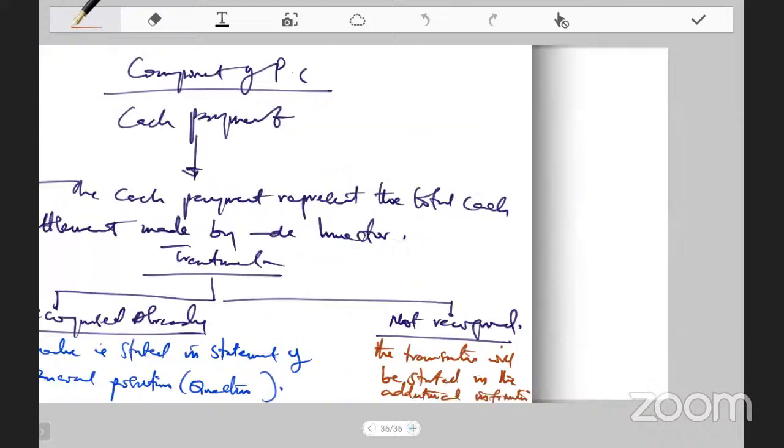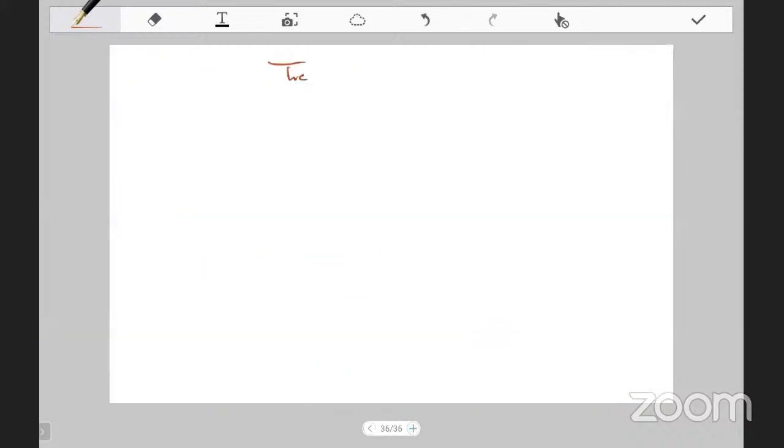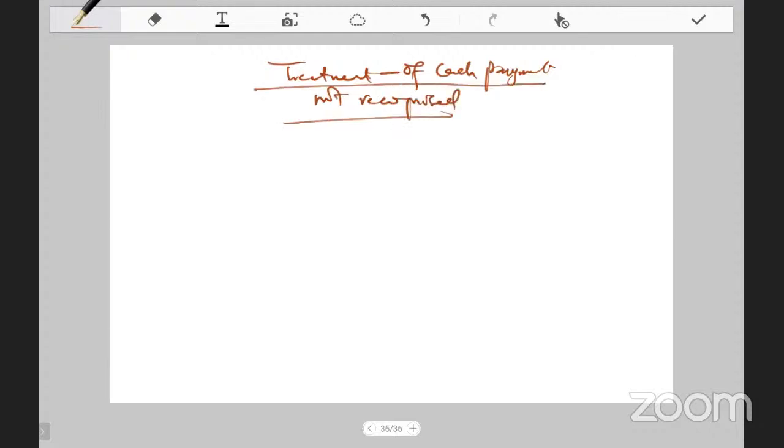So that is where we have to focus now: the treatment of cash payment not recognized. And how do we know it's not yet recognized, class? It means that the value is not stated in the statement of financial position. Are we there now? So what will be the treatment I have to do, because the cash payment has not been shown?